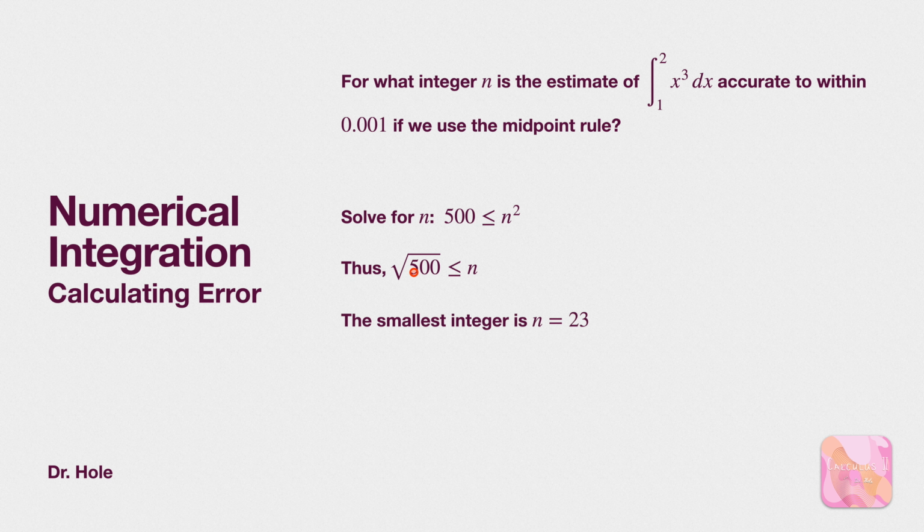This quantity is not a perfect square, the radicand 500. So by looking for the smallest integer that satisfies this inequality, we find that it's 23. Nice.